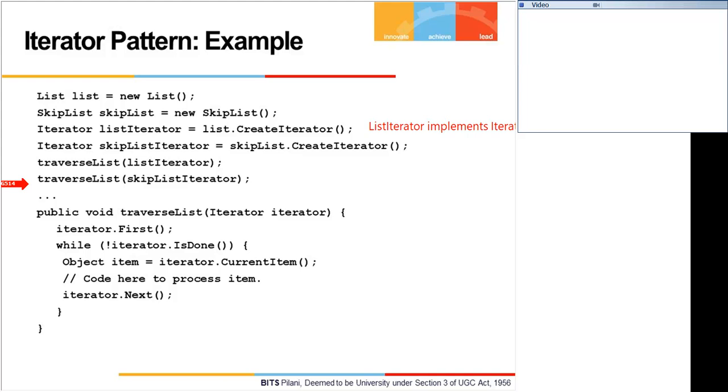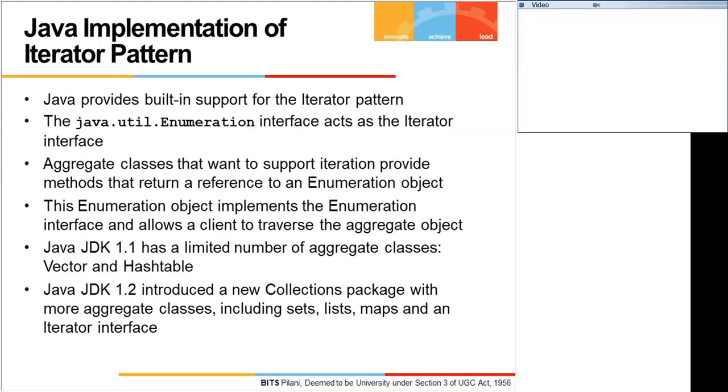A very good example of the iterator pattern already exists in Java. Java provides built-in support for the iterator pattern using the Enumeration interface, so all those who are familiar with Java would be able to understand this in a much better manner. When you have to iterate through a vector or a hash table, that was supported in JDK 1.1, where the vector and hash table were the only two aggregate classes. When you have to iterate through these two aggregate classes, you obtain an enumeration out of it, and that enumeration is what you use to iterate over that aggregate object.